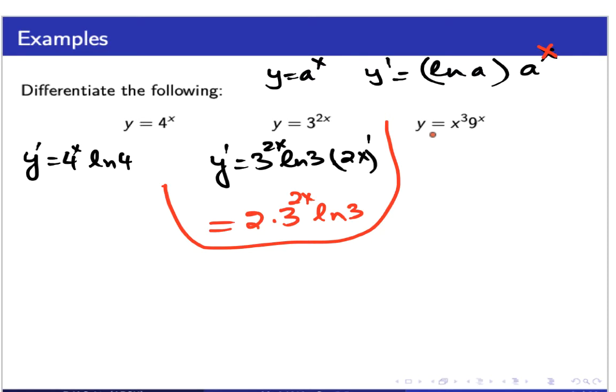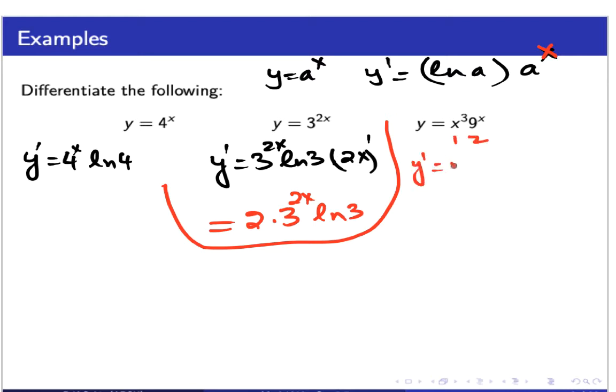The next problem, y equals x cubed times 9 to the power x. So before we start the differentials, we have to see what kind of rule we have to apply first. It's going to be a product rule. The first function, second function.